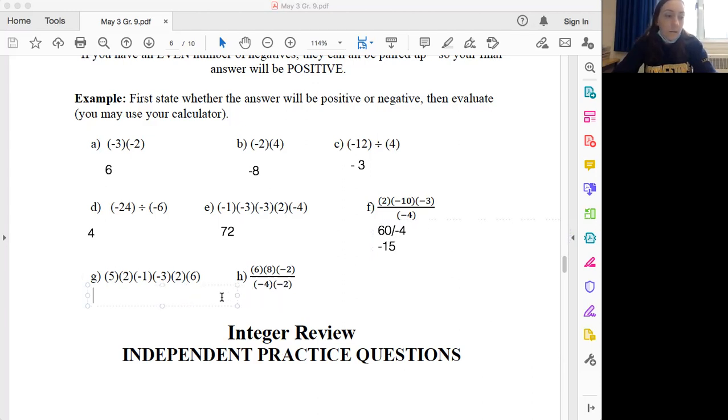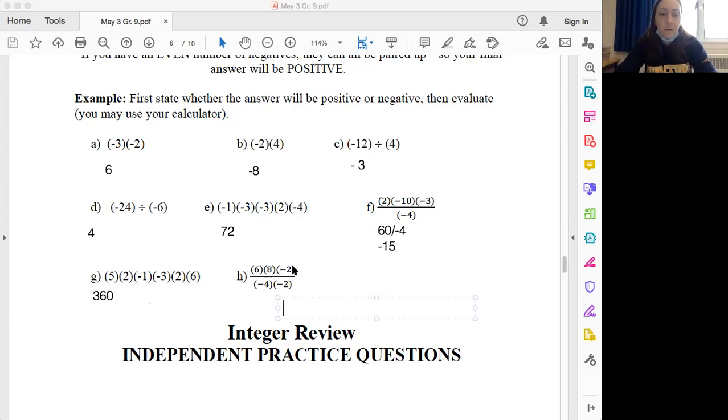Here, we are looking at how many negatives we have. So we have 1, 2, which is an even number, which means our answer is going to be positive. So you're going to do 5 times 2, which is 10, times 1, which is 10, times 3, which is 30, times 2, which is 60, and then times 6, which is 360.